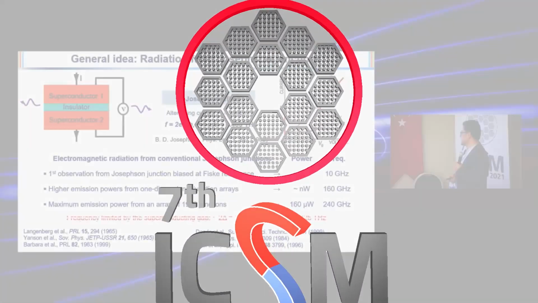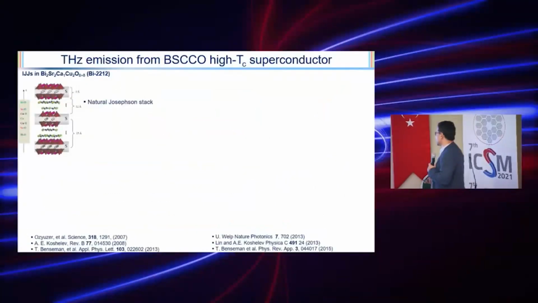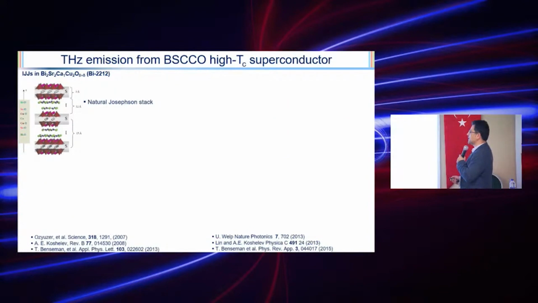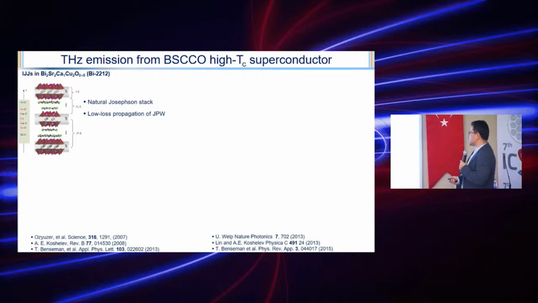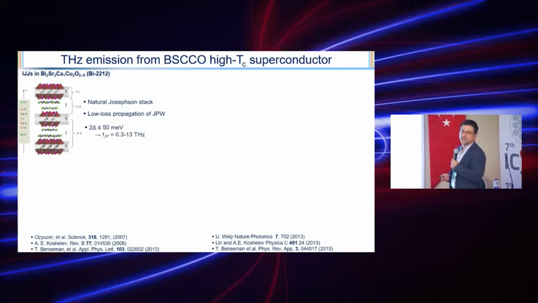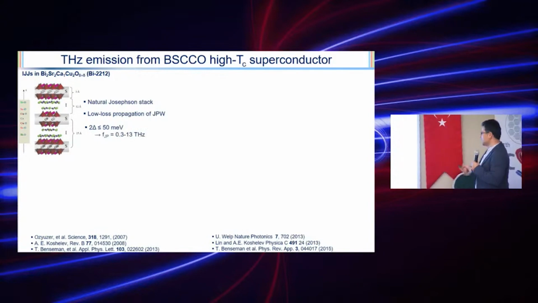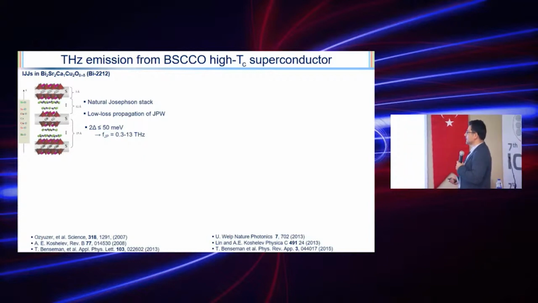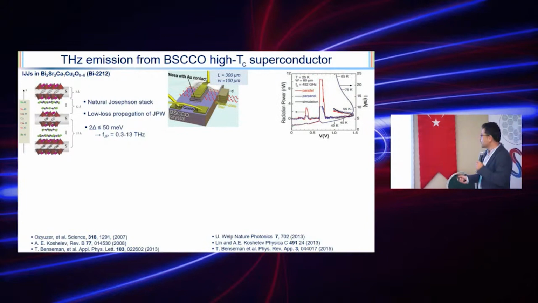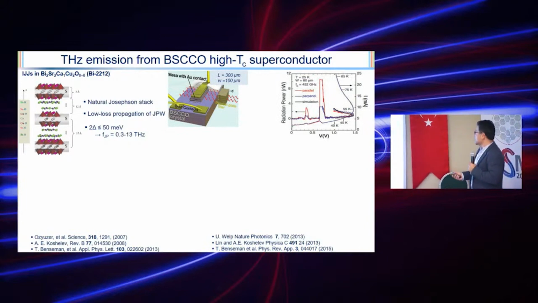You can see the crystal structure of this high TC superconducting copper oxide layer, separated by the strontium and bismuth oxide layers. This is the alternating stack along the z-axis. They are a natural stack, and this allows the propagation of the Josephson plasma waves, and they have a really large energy gap, and then we can get terahertz emission up to 13 terahertz.